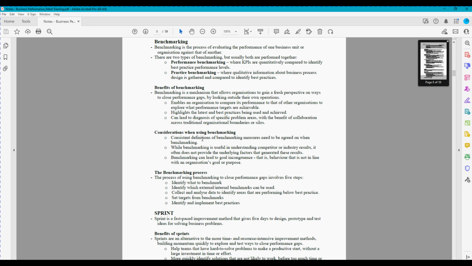So there's 5 steps involved with benchmarking. So number 1, it's identify what to benchmark. It could be your wages percentage, it could be number of employees, it could be how do you measure rostering efficiency. So figure out what we're actually benchmarking.